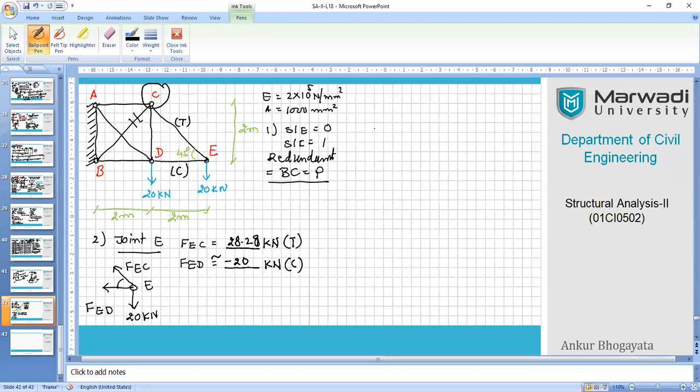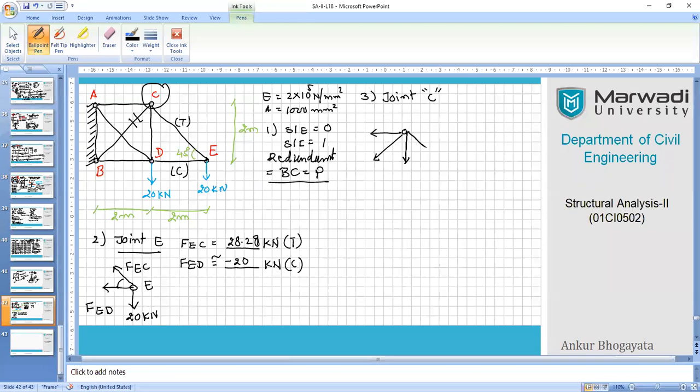Now I advise all of you to carry on with joint C, which we can write here, because ultimately you know what you have to do, right? It's just a matter of calculation only now. You need to identify how many members are connected at joint C. If you are uncertain about the force direction, take them positive. That's the only suggestion from my side. Largely you will be getting negative answers. If you have a negative answer, that means it is in compression.